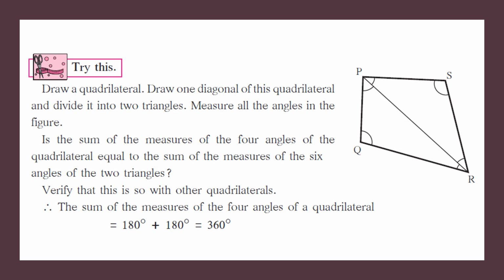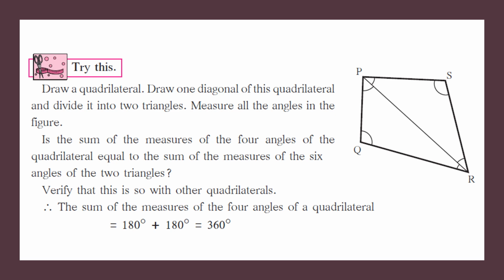Now here we have a small activity of proving that the sum of the measures of the 4 angles of a quadrilateral is 360 degrees. How will we prove it? Just draw a quadrilateral on a piece of paper. Draw one diagonal joining any 2 vertices, and as a result you will get 2 triangles out of that quadrilateral. Now we all know the sum of the measures of the angles of every triangle is 180 degrees.